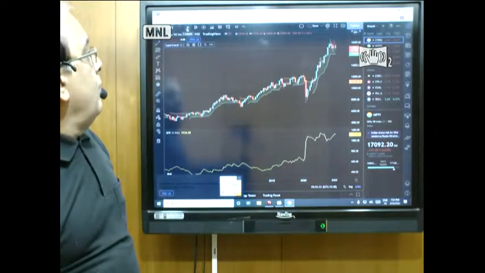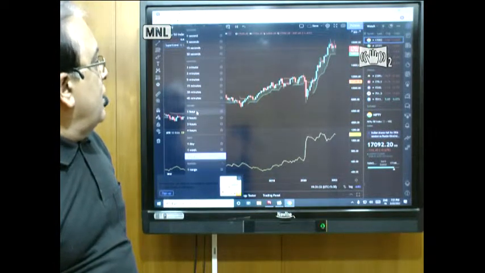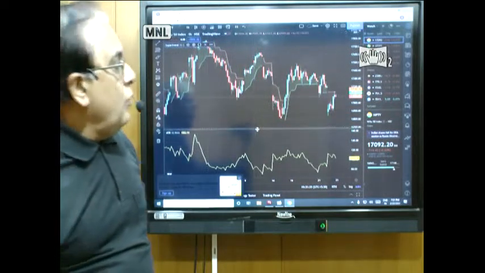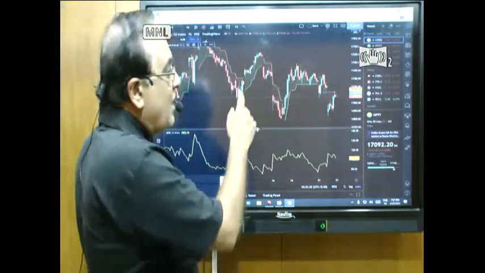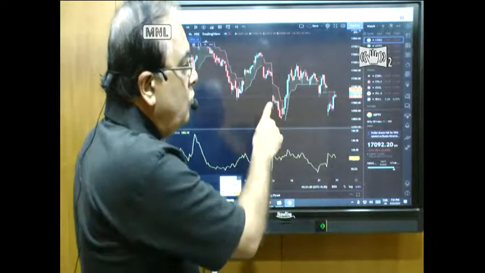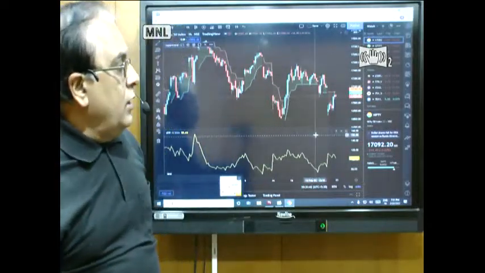Now we'll look at the smaller time frame. We will look at the hourly chart. Let us look at today. This is the 10-2. Now it went up to 10-2, right? So it had a resistance.